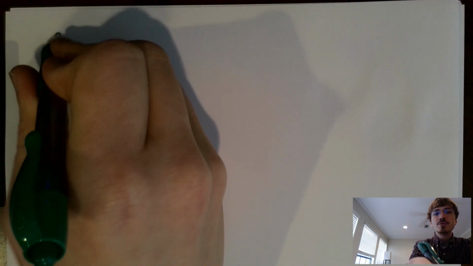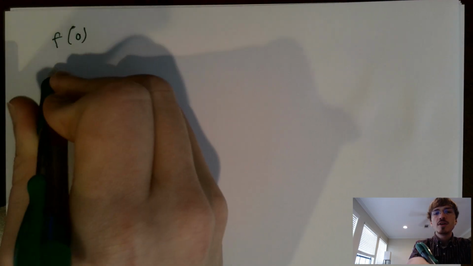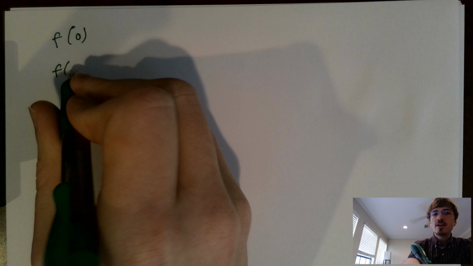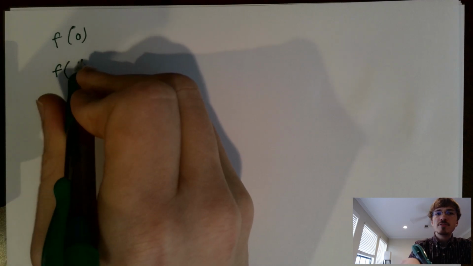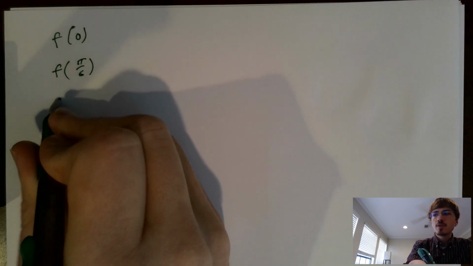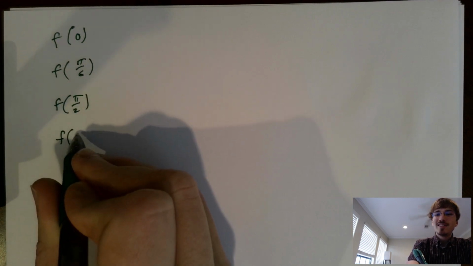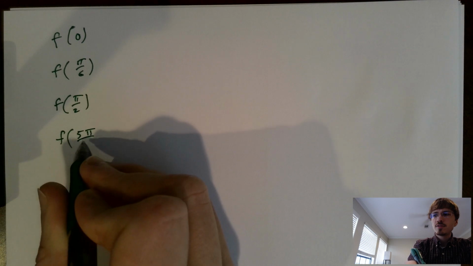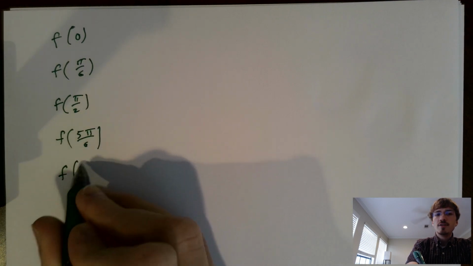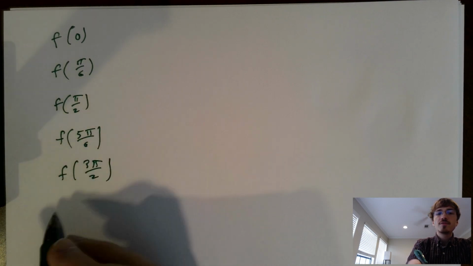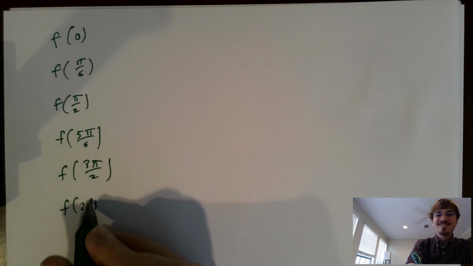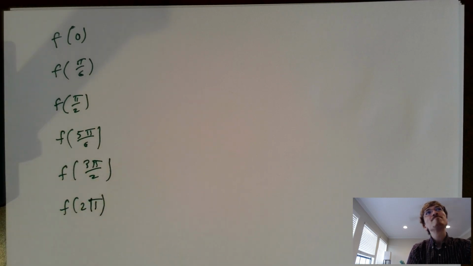What's f of 0? So we need to compute f of 0, f of pi over 6. I'll do them in order. f of pi over 2, f of 5 pi over 6, f of 3 pi over 2, and f of 2 pi. Now we just evaluate the function here. The largest value is the largest, and the smallest value is the smallest.